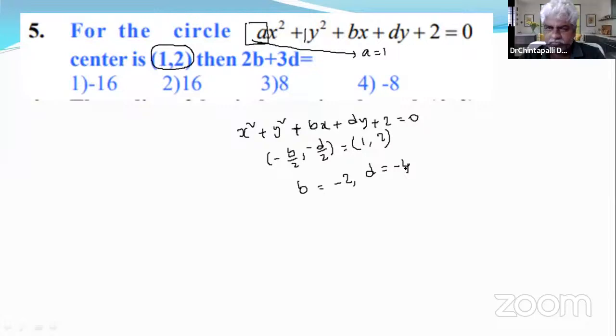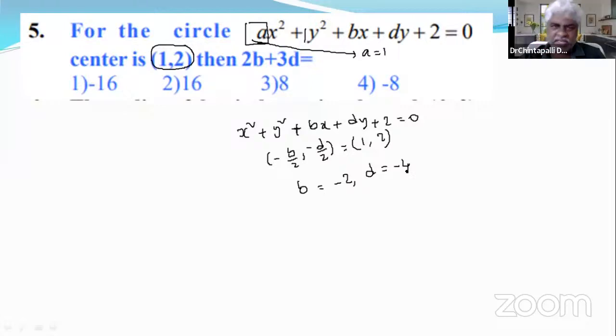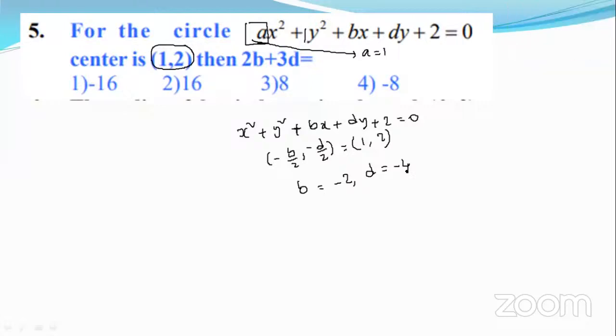Continue. So negative 6. Wait. What is asked actually? 2b. So is it negative 18, sir? Yeah, negative 18, sir.